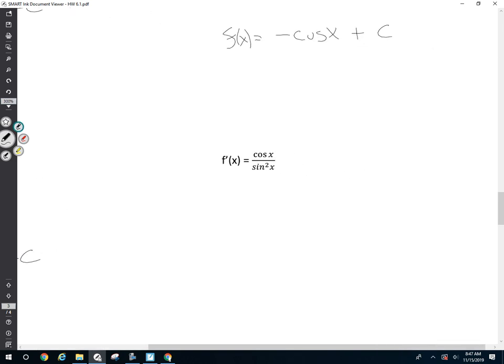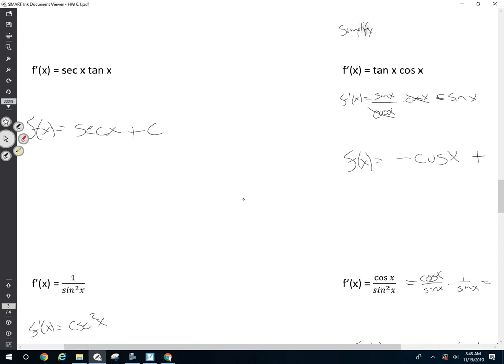Cos over sine squared, let's see what this is. Maybe I'm going to write this as cosine over sine times 1 over sine. And then I have cosecant x cotangent x. And I got to remember that the derivative of cosecant was cosecant cotangent, but it was negative, so this needs to be a negative. A little tricky, okay? But cool.